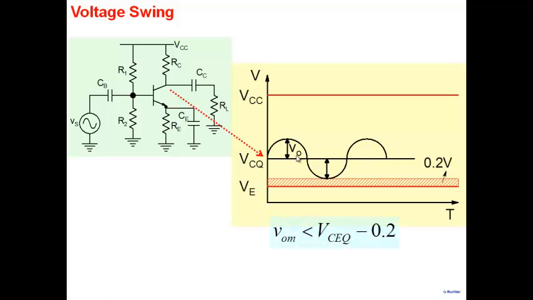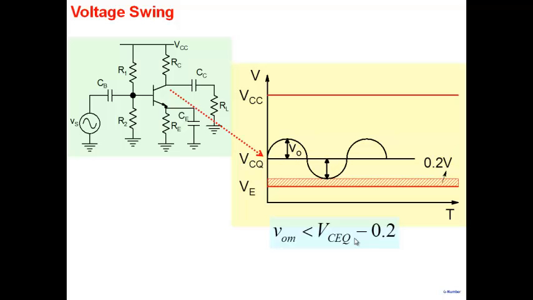So what it says is that the maximum value of V0 that you see here has to be less than or equal to VCEQ minus 0.2. That's a limit, right? So this is the collector voltage here. This is the emitter voltage here. The net difference is VCEQ here minus this band here, which says that the transistor has entered into saturation. And so this is a limit on output voltage swing. I can't get a V0 here larger than VCEQ minus 0.2.